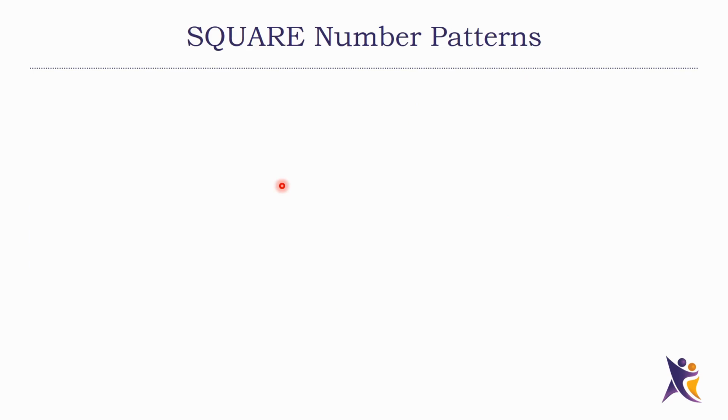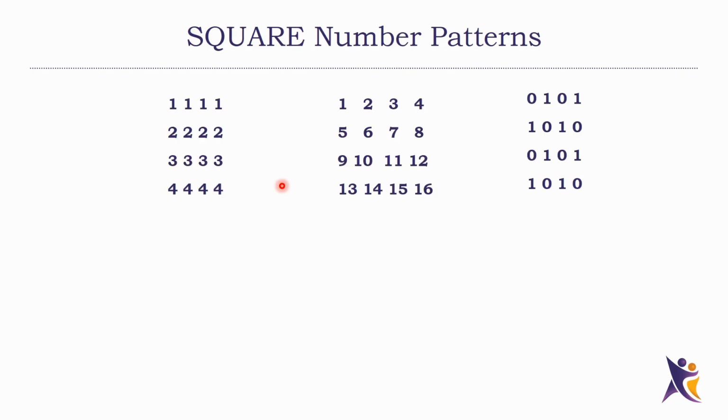So instead of a star, you have to print numbers. If you look at this square pattern, it has the numbers 1 1 1 2 2 2 3 3 3 4 4 4. Here, if you look at this, 1 2 3 4 5 6 7 8 9 10 11 12 13 14, it's a sequential incrementing number, right? If you look at this 0 1 0 1 1 0 1 0, this is like a binary number pattern.